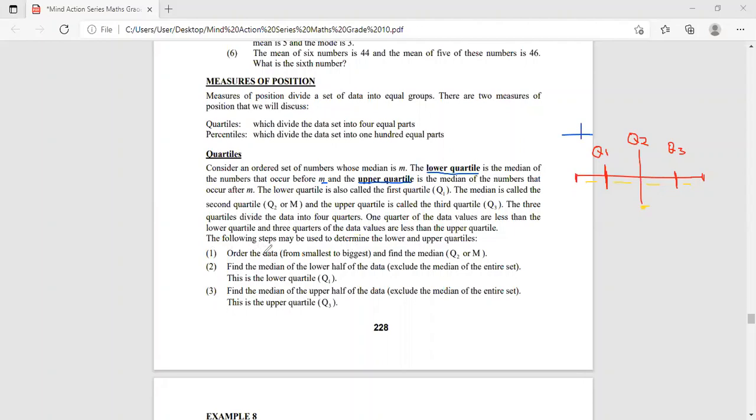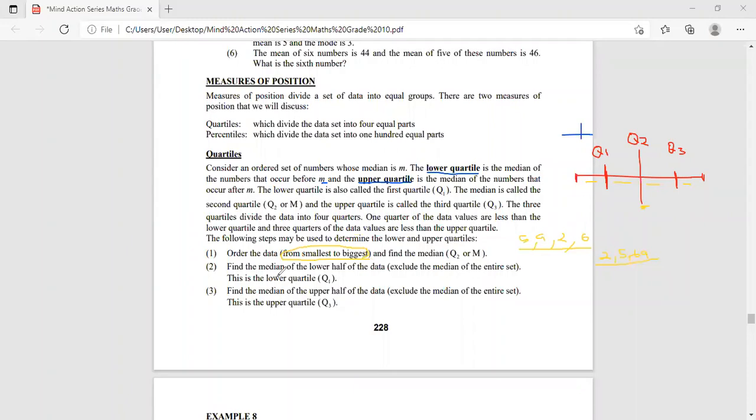Number 1, order the data, smallest to biggest. This is very important. You align your data into ascending order. If I have 5, 9, 2, 6, this is not in ascending order. So I firstly have to align it into ascending order: 2, 5, 6, then 9. This is what they mean when they say smallest to biggest, ascending order. Then you find the median.